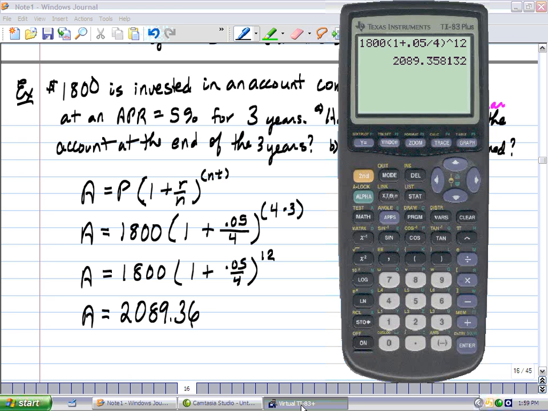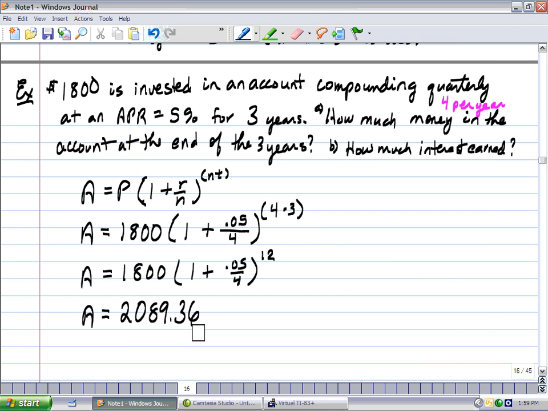$2,089.36. Double check. Yeah, that number would have been 0.0125. So I'm doing 1 plus that, 1.0125 times 1.0125 times 1.0125, 12 times. When I finally get that answer, I'm multiplying it by 1,800. So if you did that by hand, you've got to be careful that you don't lose the accuracy of these decimal points. Your answer could come out different.